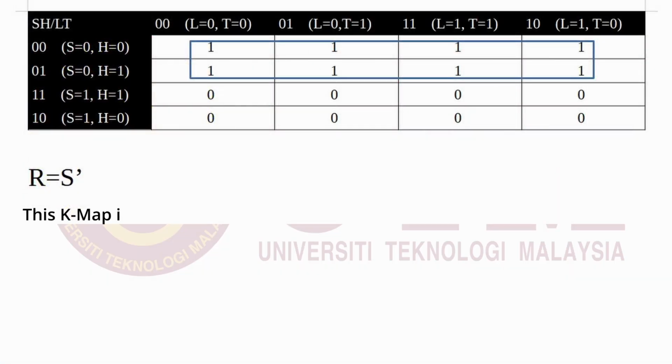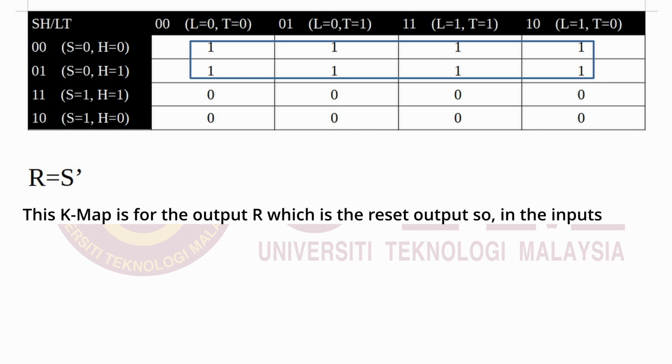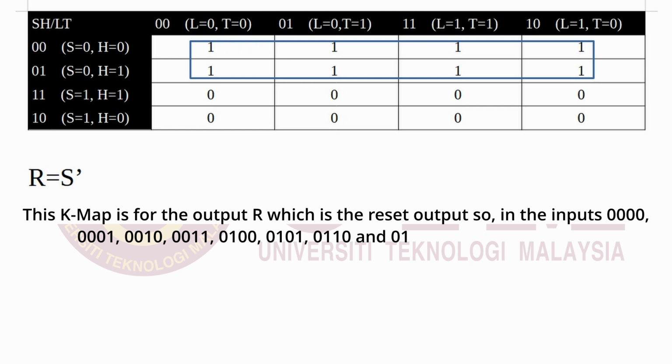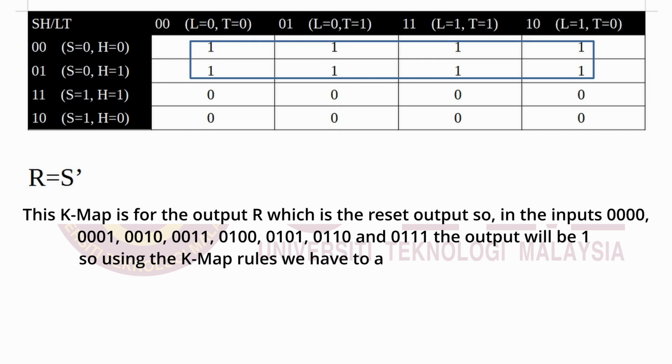This K-map is for the output R, which is the reset output. So, for the inputs 0000, 0001, 0010, 0011, 0100, 0101, 0110, and 0111, the output will be 1.